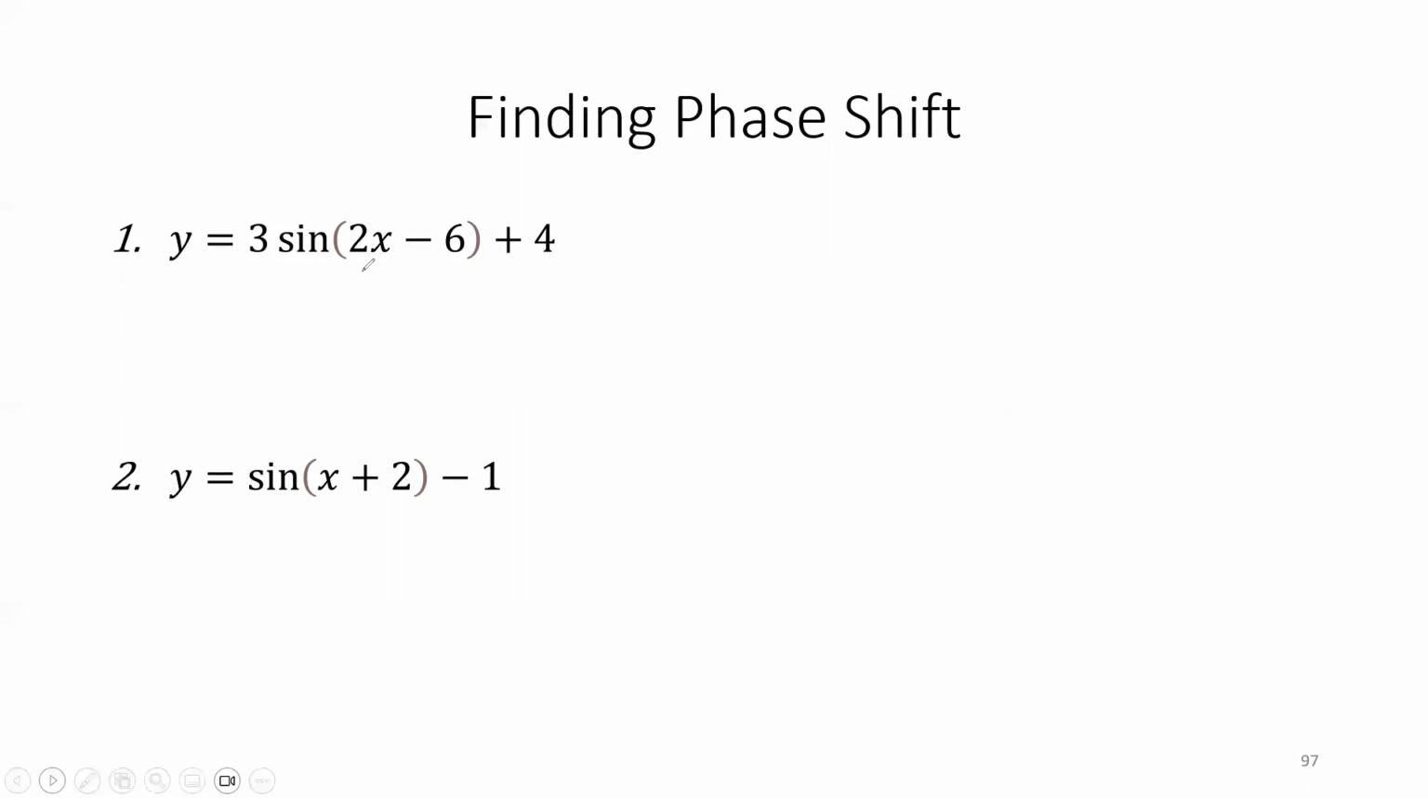To find the phase shift, you set whatever is in your parentheses. So number 1, it would be 2x minus 6. Set it to 0 and then solve for x. So x equals 3. Your phase shift is at 3, so you start at 3, right?